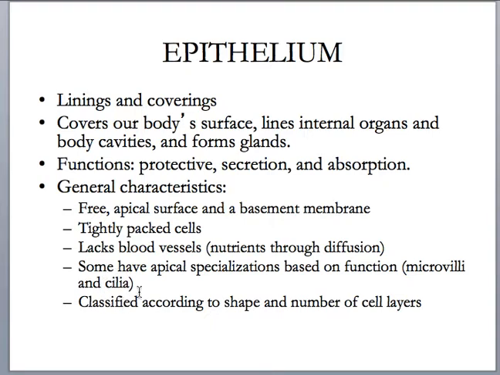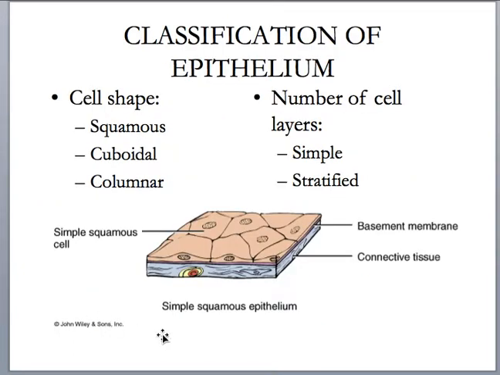Cilia are apical specializations for motility. So they're attached to the outside of the cell and they beat in a wave-like pattern, and it's for movement of things through that lumen or apical space, okay? Classified according to shape and number of cells. So what that means is shape, we have three basic shapes: squamous, cuboidal, or columnar.